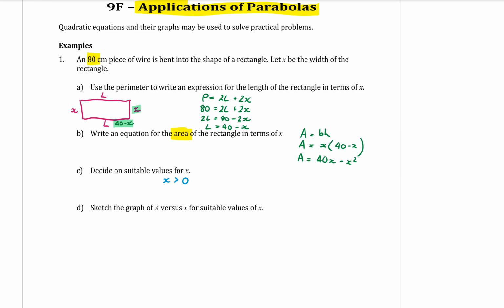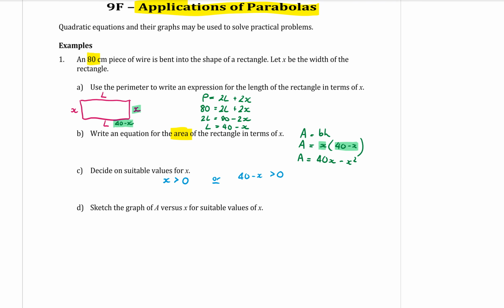And that also means that my area must be positive. So for my area to be positive, I've already said that x has to be greater than 0, but the thing that I'm timesing it by would also have to be positive. My length also has to be positive. So that's actually a second part to this. X has to be greater than 0, and the 40 minus x has to also be greater than 0.